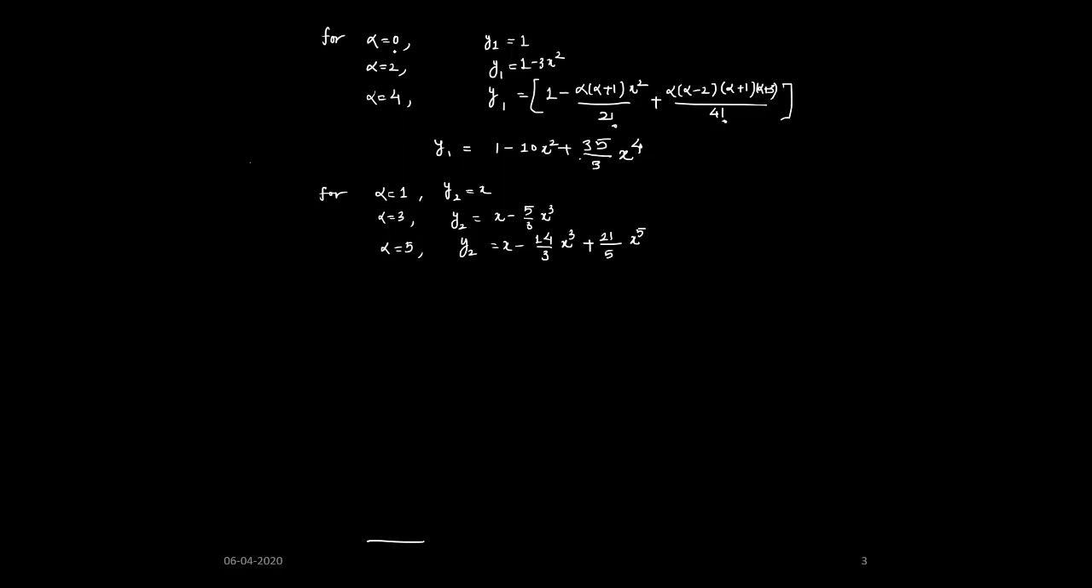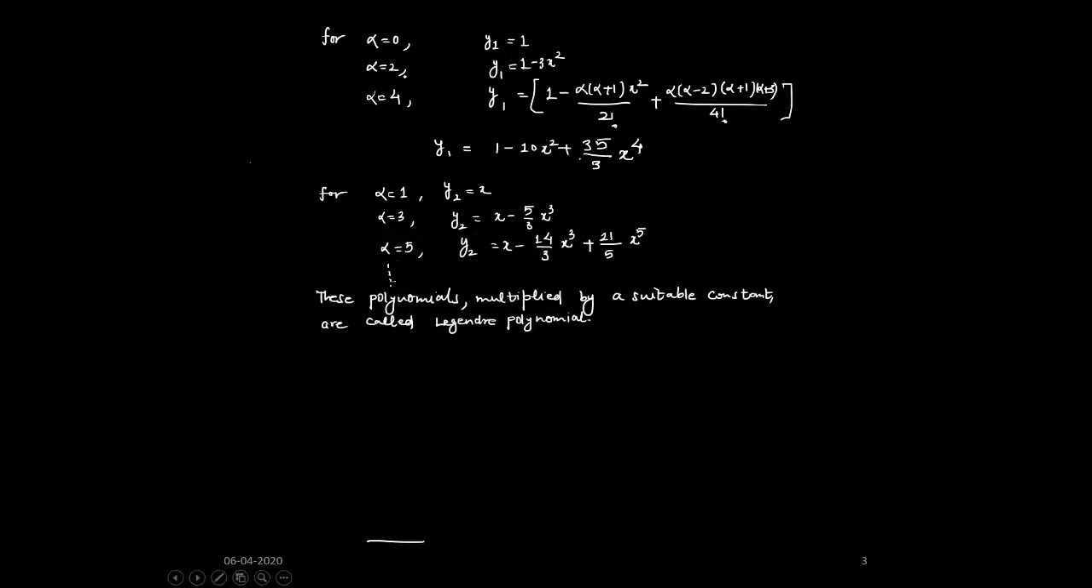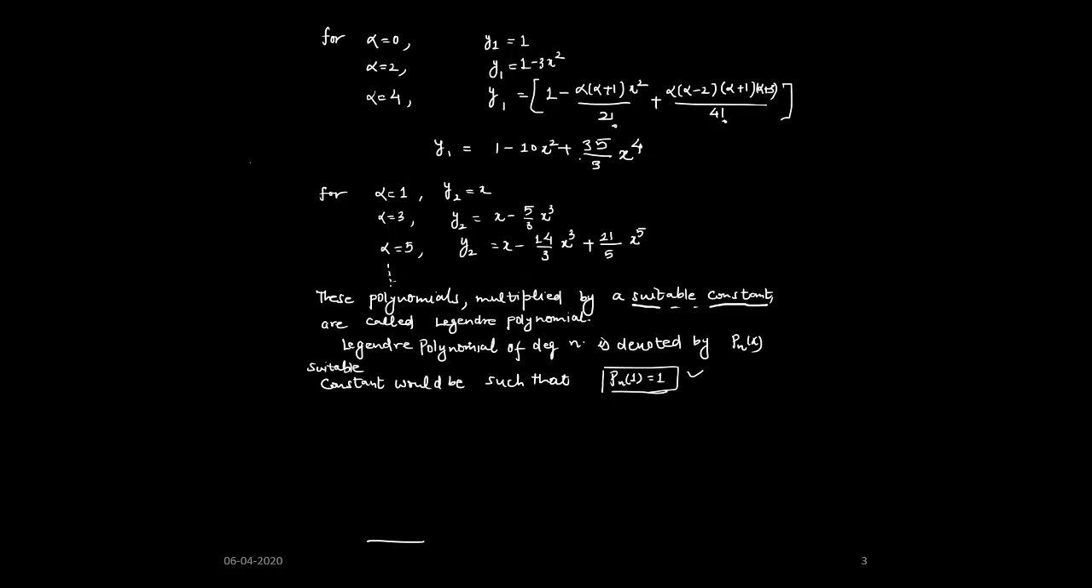So when alpha is an even integer, y1 is a polynomial and y2 is an infinite series. And when alpha is an odd integer, y2 is a polynomial and y1 is an infinite series. These polynomials we are getting for alpha equals 0, 1, 2, 3, 4, 5, and so on, multiplied by a suitable constant, are called Legendre polynomials. The Legendre polynomial of degree n is denoted by Pn(x).